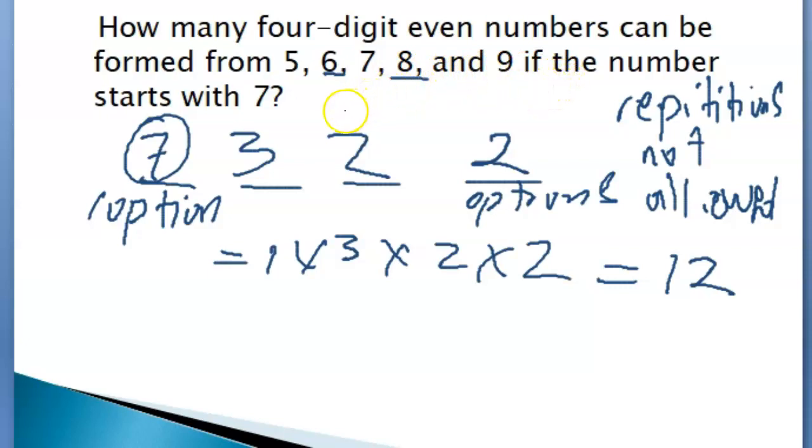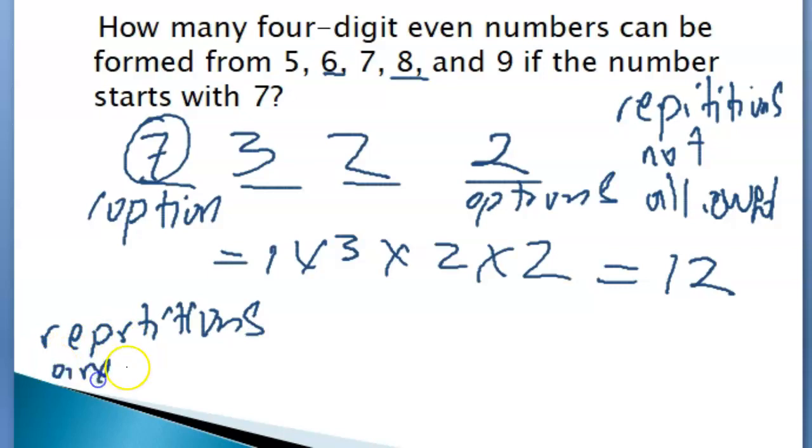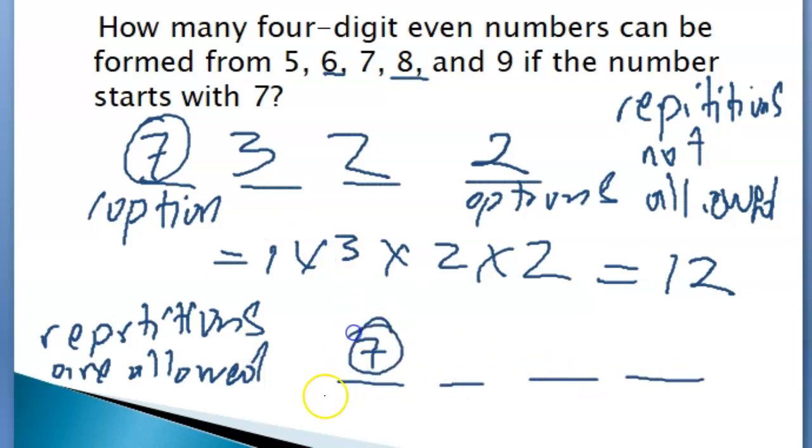Now what if repetitions are allowed? So look at the case where repetitions are allowed. The question did not specify. So it's a 4-digit even number, and again, it has to start with 7. So that's one option. Must start with 7, and must end with an even number. Well, the number must be even, so it has to end with either 6 or 8. So in the final slot, we have 2 options.